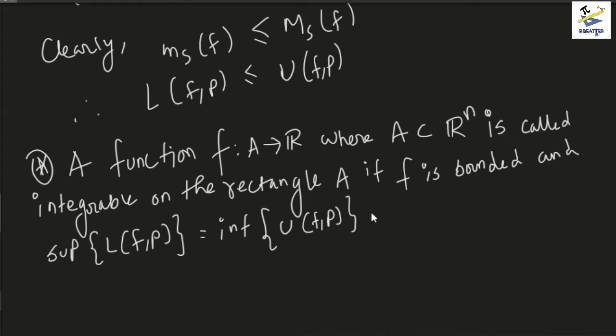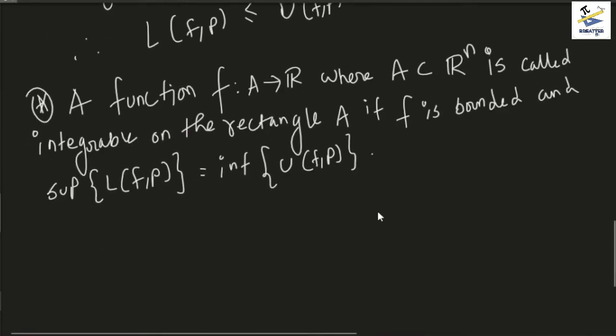So what we say is that a function f from A to R, where A is a subset of R to the power n, is called integrable on the rectangle A if f is bounded. So firstly, the condition is that f must be bounded. Secondly, you find the lower sum and the upper sum corresponding to a partition P. The partition is up to you to choose, and what you need to check is that the supremum of the lower sum is equal to the infimum of the upper sum. Then the common number is called the integral.